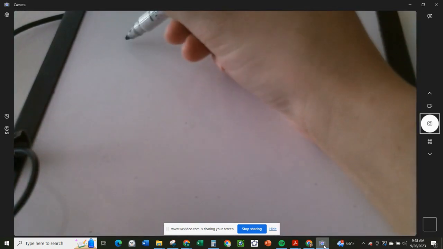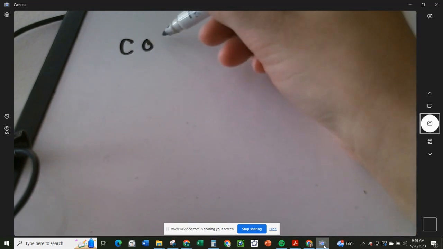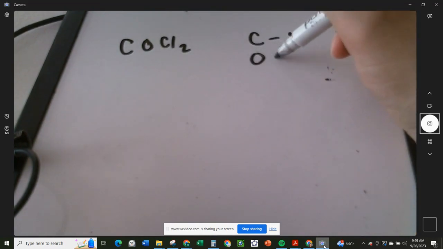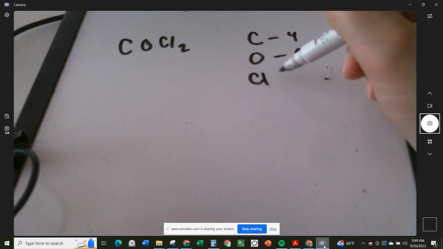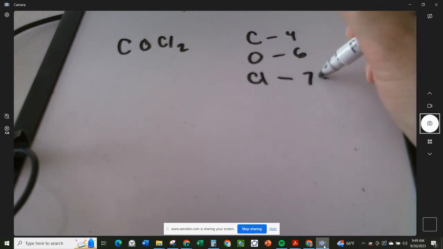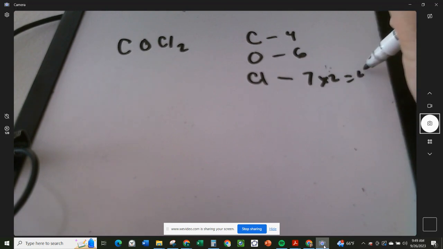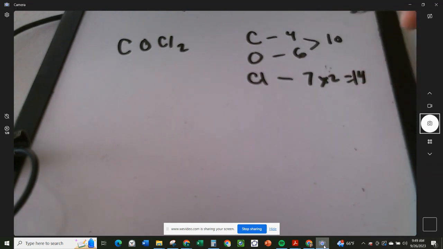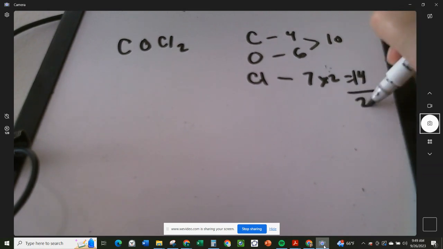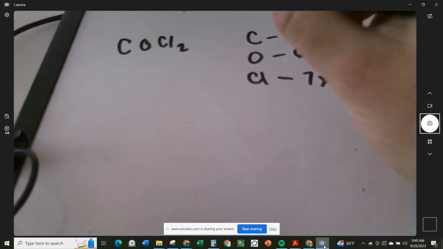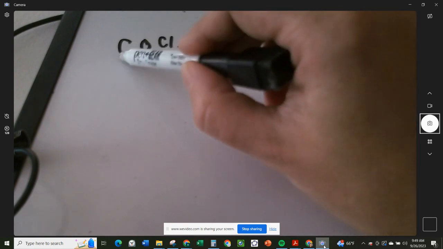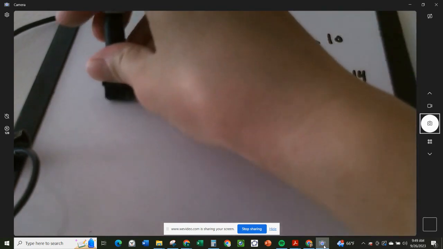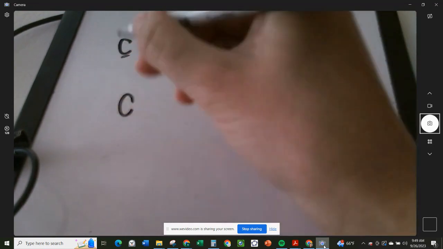Okay, the next one is COCl2. Carbon has 4 valence electrons, oxygen has 6 valence electrons, chlorine has 7, but there's 2 of them. So 4 plus 6 is 10, and 10 plus 14 is 24. There's one oxygen and one carbon. I'm going to pick carbon as the central atom. Carbon has a smaller electronegativity, so carbon's going to go in the middle.